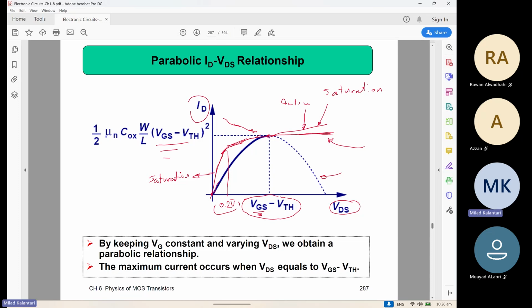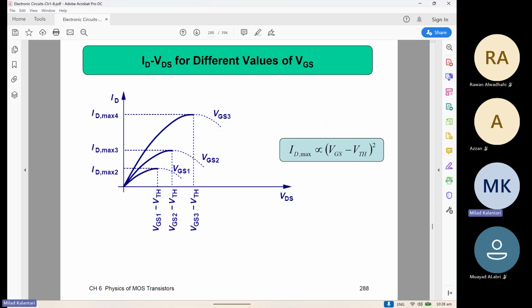So the saturation current basically is given by this formula, which no longer depends on the VDS after the saturation for the MOSFET. And then the device will be like a current source. So basically here we are trying to show the different drain current versus VDS for different values of the VGS.